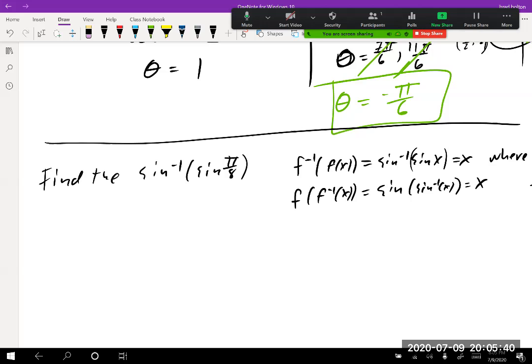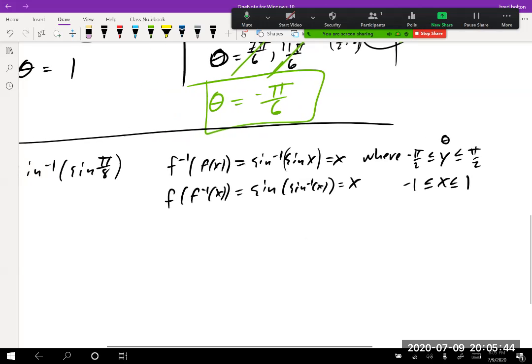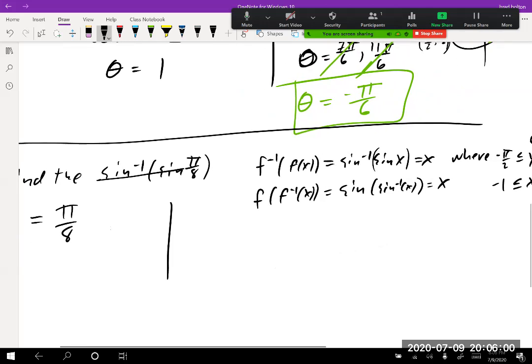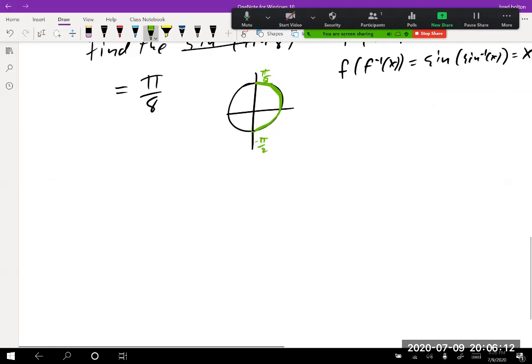So this one is sine inverse of sine pi over 8. So we have to make sure that y is in between negative pi halves and pi halves. So when we do this, we're going to say that this cancels that, and we're left with pi over 8. Now, is pi over 8 an acceptable answer in this problem? Is it in our interval? Remember we said from here to here, from negative pi halves to pi halves. That's acceptable, right? That's in that restriction.